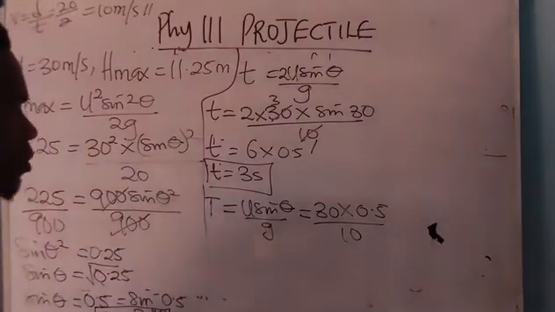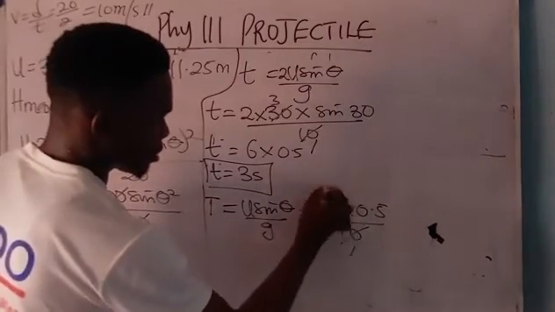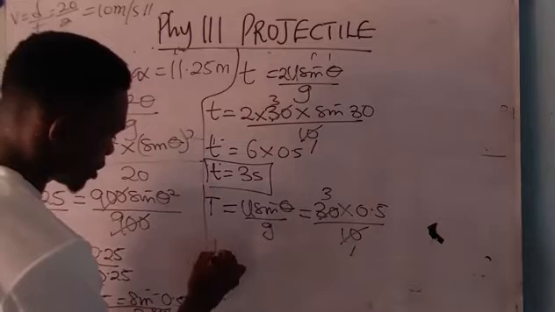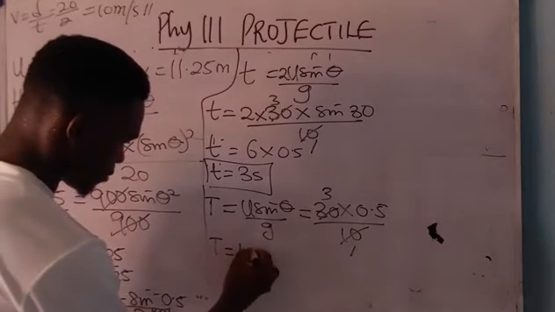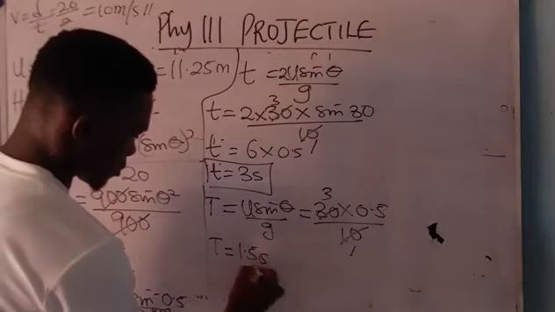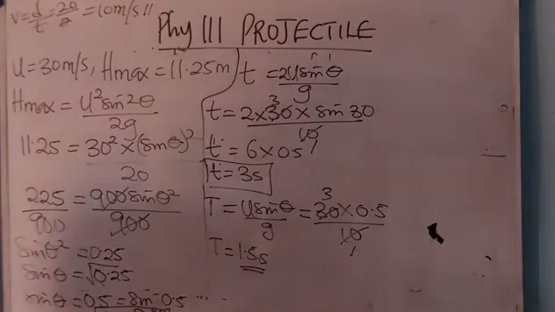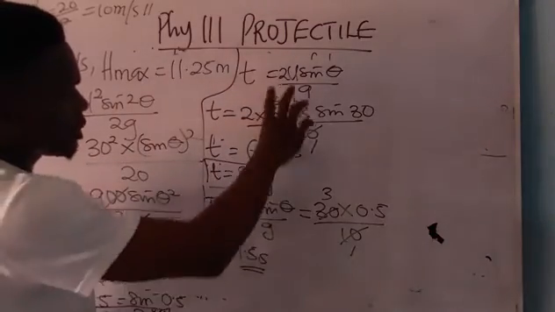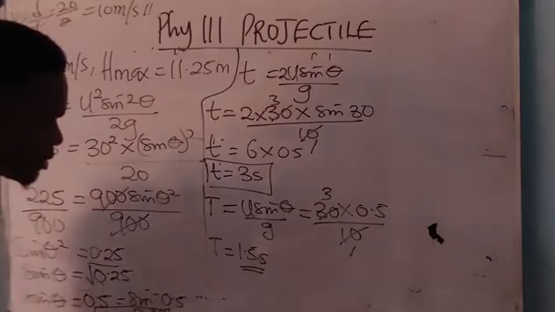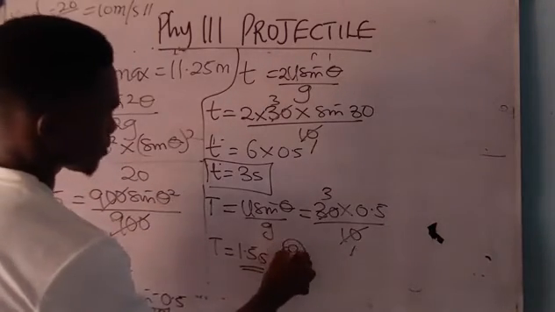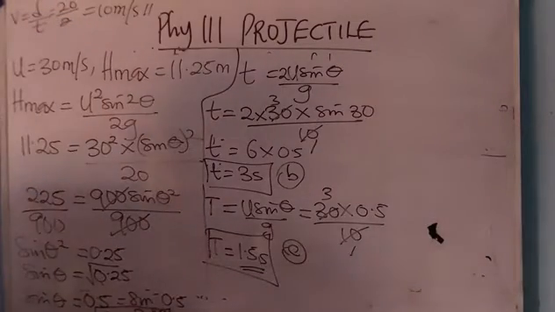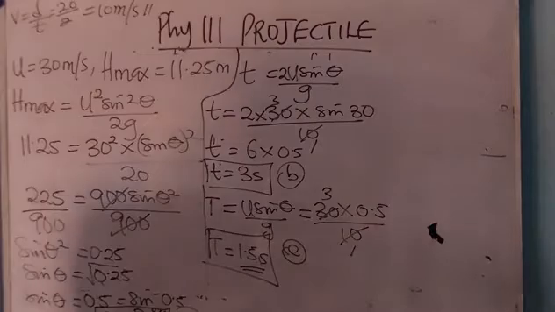Okay. Then, here, then 3. 3 times 0.5. 0.5 times 3, 1.5. So, time to reach the maximum height is what? 1.5 seconds. 1.5 what? Seconds. Take note of that. So this value of theta, time of flight, and time to reach the maximum height, this one is C, this one is B, and this one is what? A.